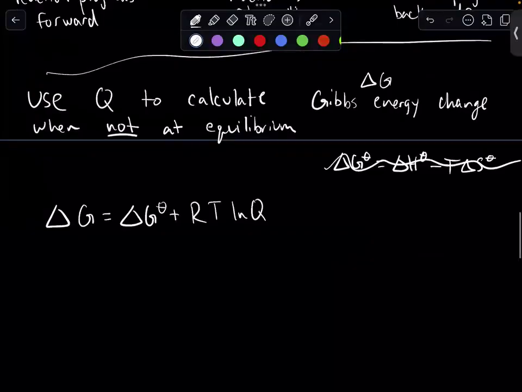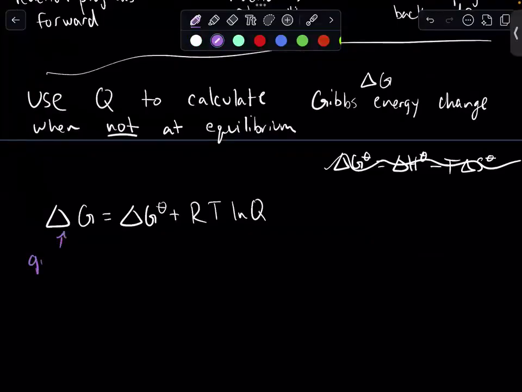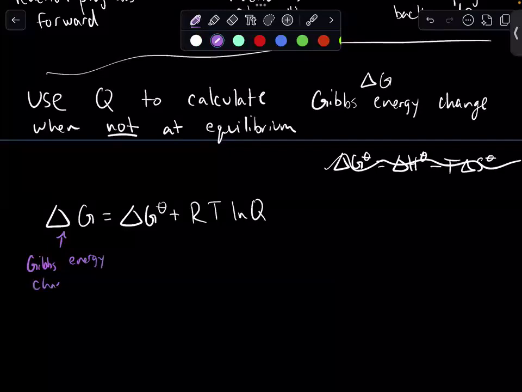So what are these values? Well, we know delta G is our Gibbs energy change. That should be capitalized, apologies. And of course, our units are in kilojoules per mole. Our delta G standard is again the standard Gibbs energy change, and this is also in kilojoules per mole.